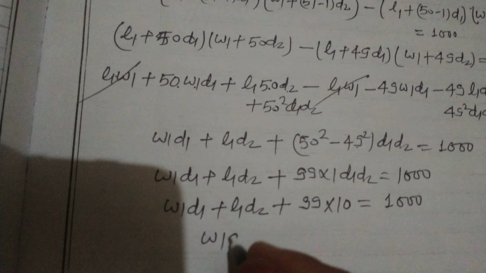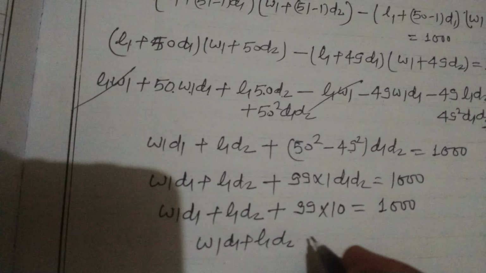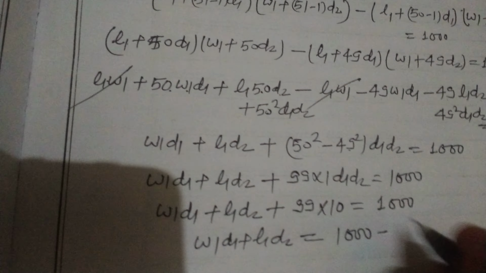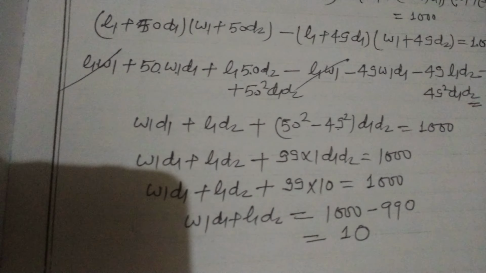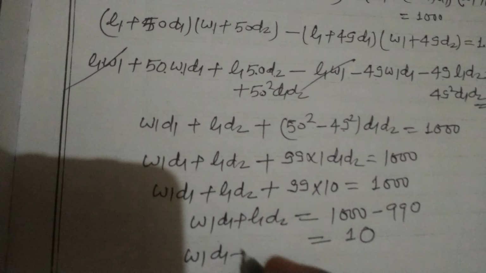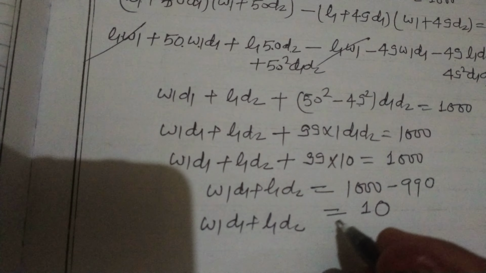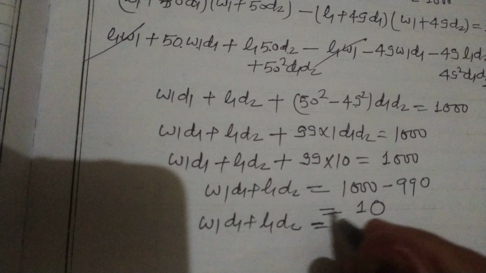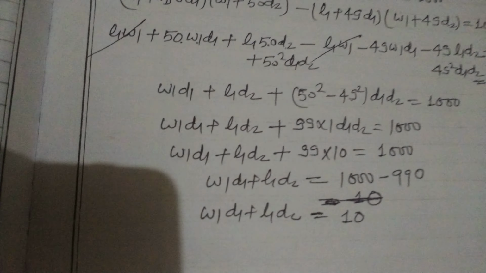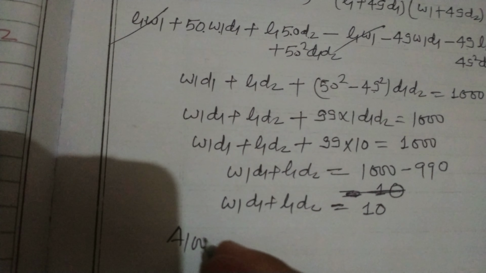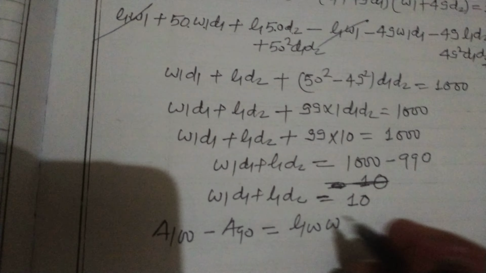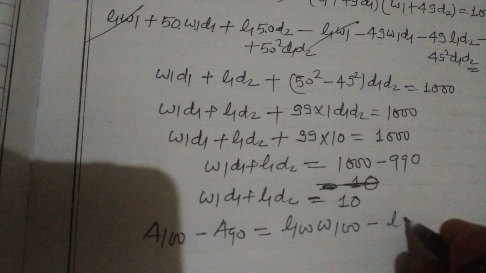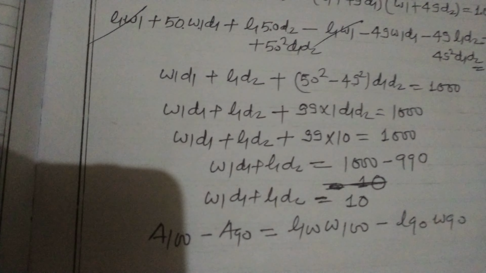Therefore W1 D1 plus L1 D2 plus 99, and D1 D2 value is 10, so this is 1000. We got finally W1 D1 plus L1 D2 equal to 1000 minus 990, so we got 10. Okay, so this is our value equal to 10.